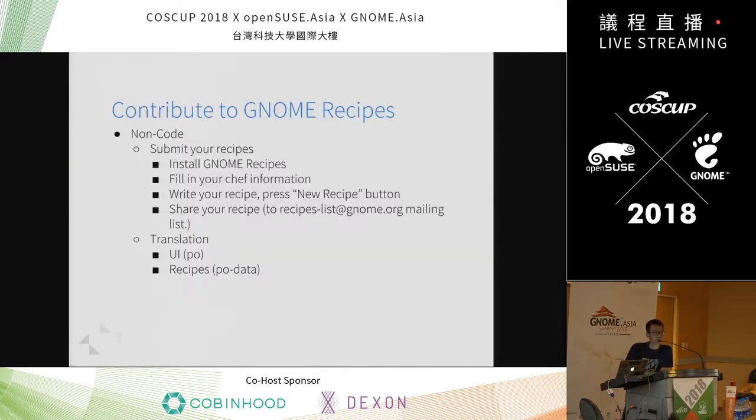The second one, if you are non-code, you can also contribute to Gnome Recipe. The first one is to submit your recipe. Simply install Gnome Recipe, then fill in your information, write your recipe, and then share your recipe. Actually, in Gnome Recipe, if you like to share your recipe, you can send it to the Gnome Recipe list.